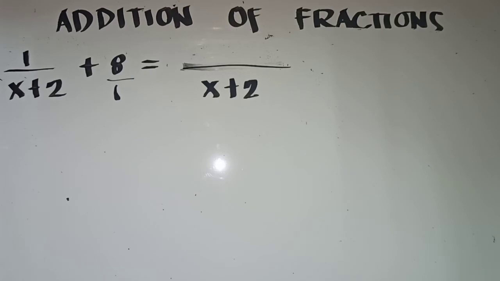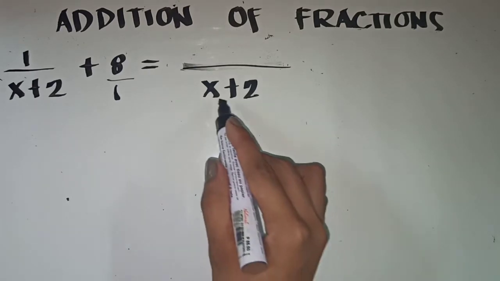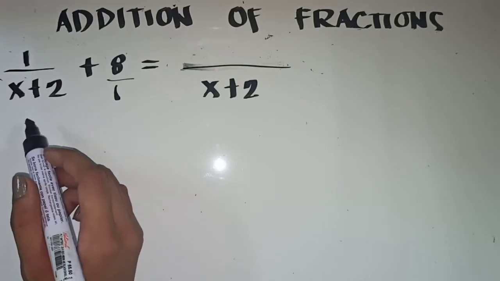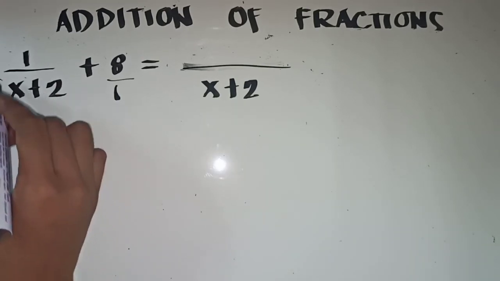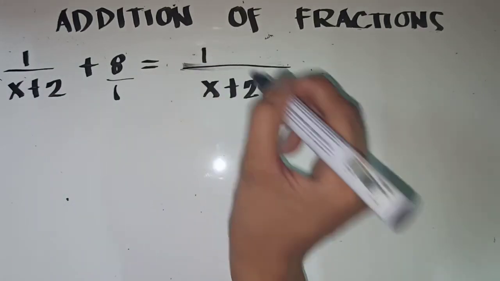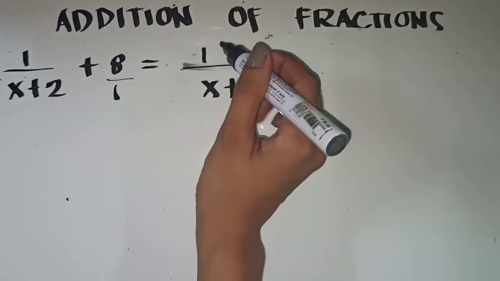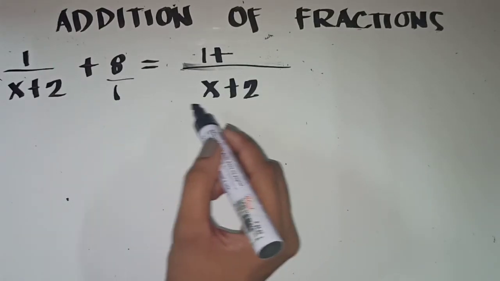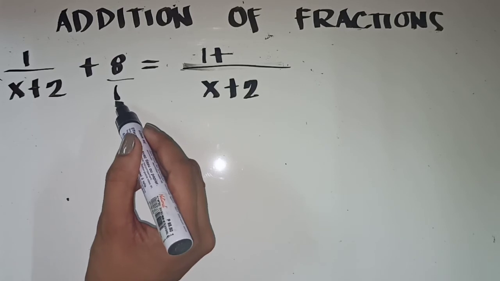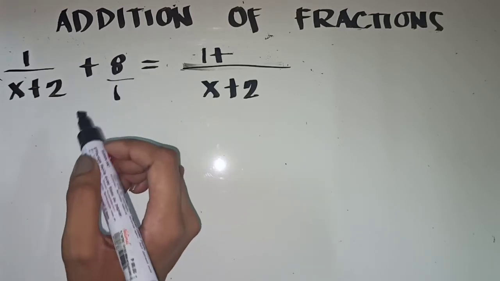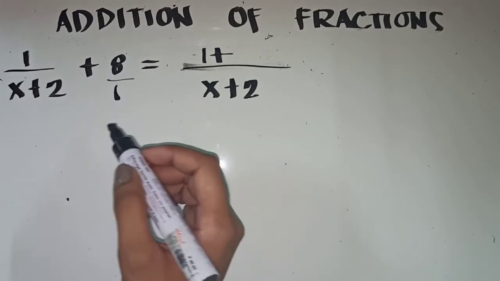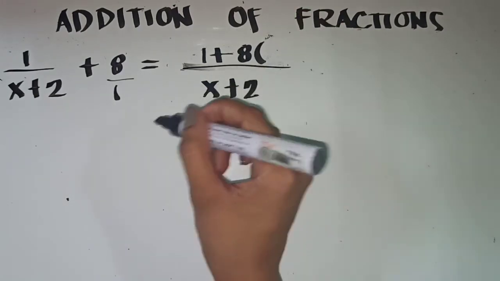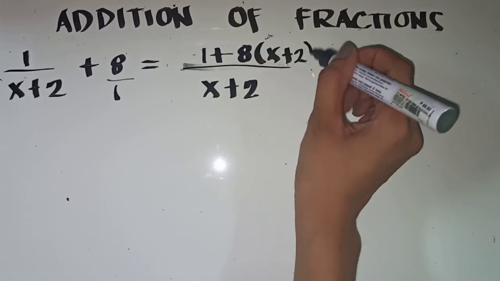Walang fraction, walang butal. Okay, so x plus 2 divided by the denominator, which is x plus 2, is equal to 1. So, 1 multiplied by 1, the answer is 1. Okay, so next, copy the operation, which is addition. X plus 2 divided by 1 is x plus 2 multiplied by the numerator, which is 8. Okay, so step by step muna natin. So, 8 multiplied by x plus 2.